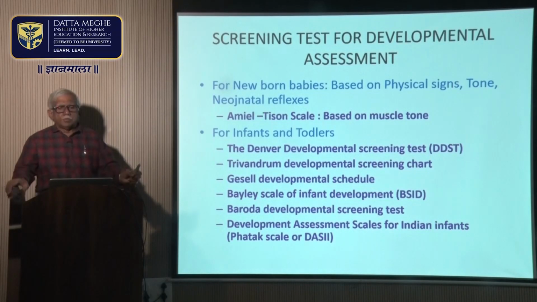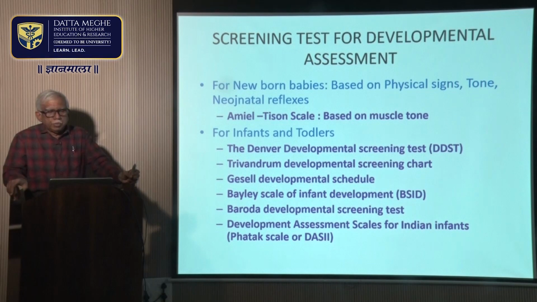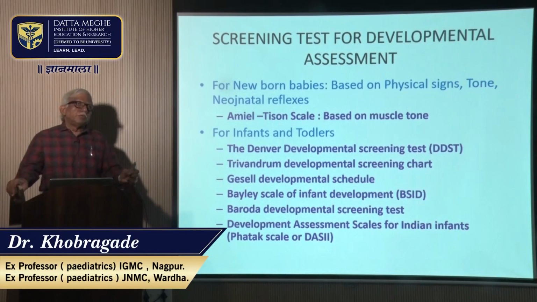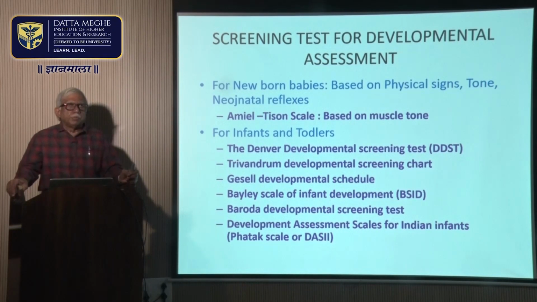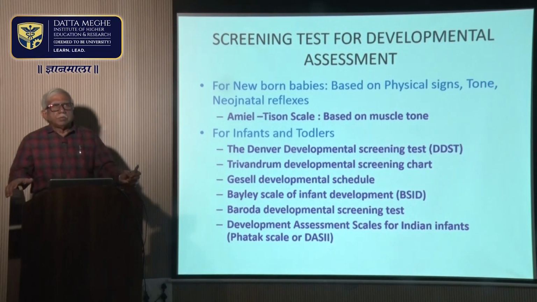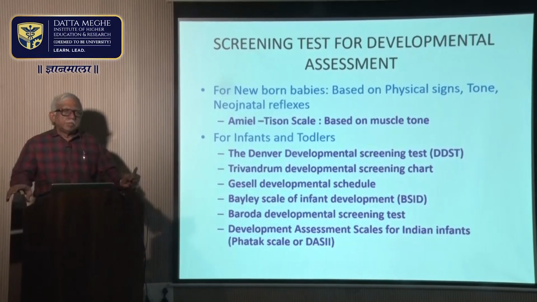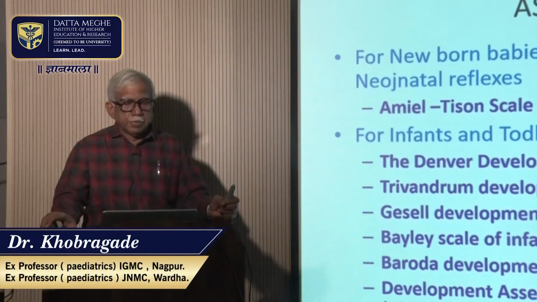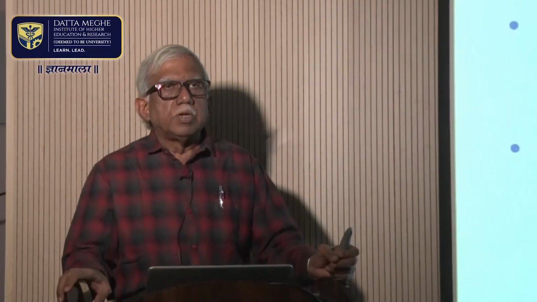Now, what are the various screening tests for developmental assessment? For newborn babies, based on physical signs, tone and neonatal reflexes, we can assess whether this is a premature baby, a full term baby or a post mature baby. This assessment is done by physical examination, from the skin texture, the growth of the nails, the hair, the nodules, the genitalia appearance, all these things help, and the tone also, the movements of the limbs, and neonatal reflexes. Then the amentation scale is another scale based on muscle tone, wherein depending upon the flexor muscle tone, we can grade the baby as premature or full term.